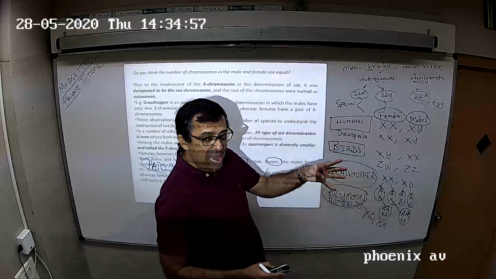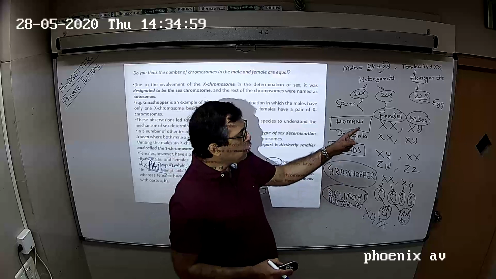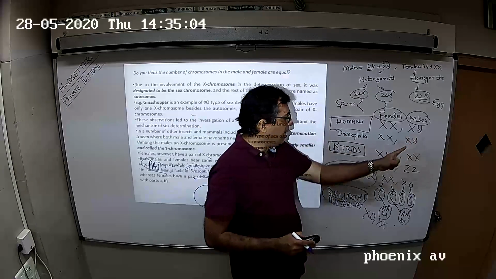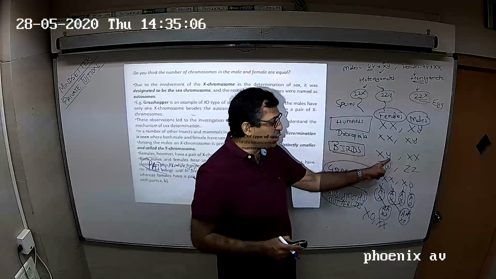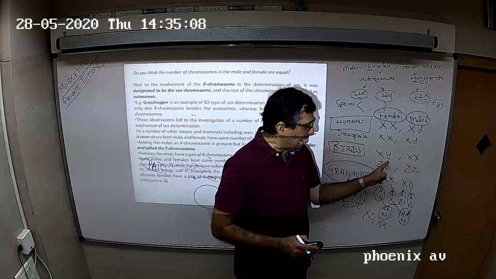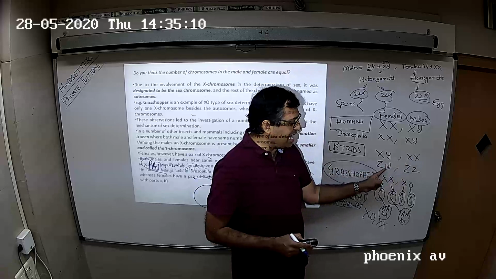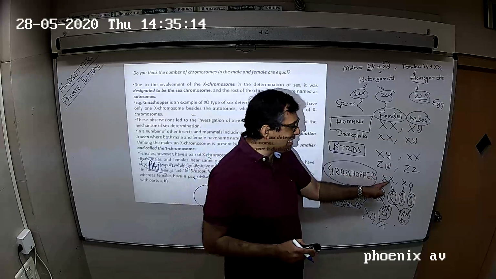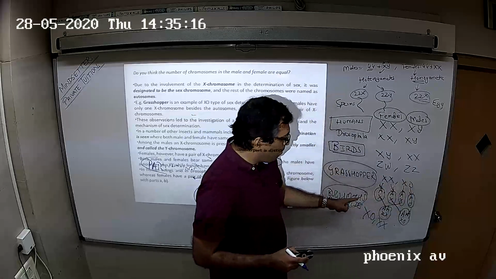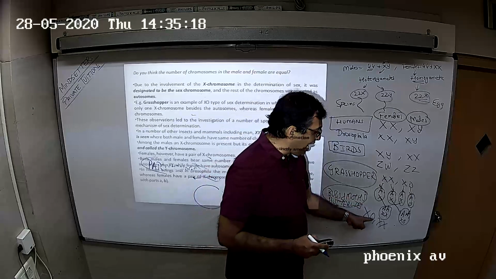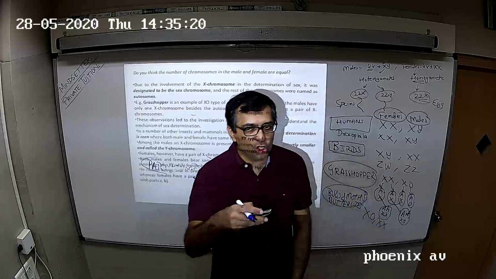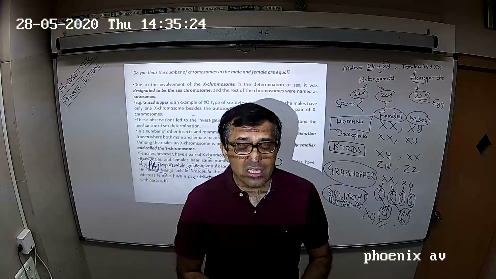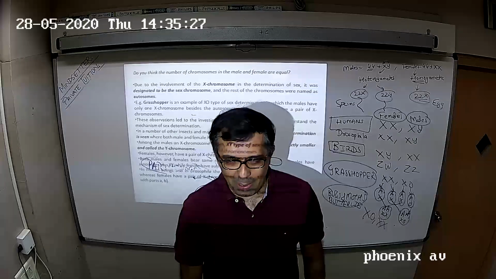So चार टाइप की सेक्स डिटर्मिनेशन हुई. Humans and Drosophila are XX-XY. Birds are XY-XX, same as ZW-ZZ. Grasshoppers are XX-XO, and butterflies and moths are XO-XX. ये चार टाइप की सेक्स डिटर्मिनेशन होती है, and this is the way sex determination takes place.